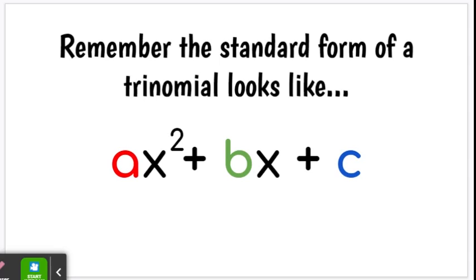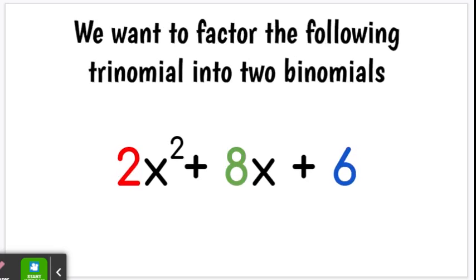When we are factoring, like we've been doing, you're taking a trinomial and you want to factor it into two binomials. So what I did here is I have a trinomial for us that we can factor. That is 2x squared plus 8x plus 6. That is what I want to try and break into pieces. So we are going to try and factor that trinomial into two binomials.